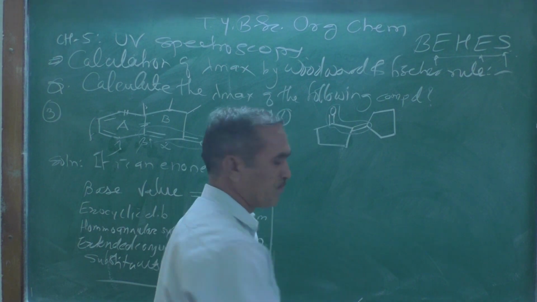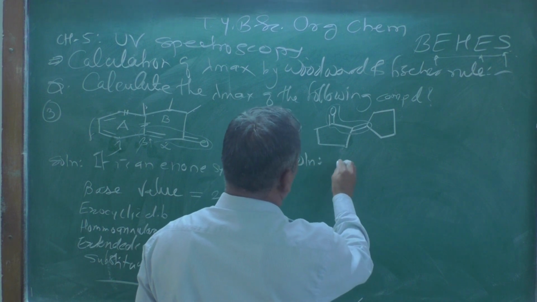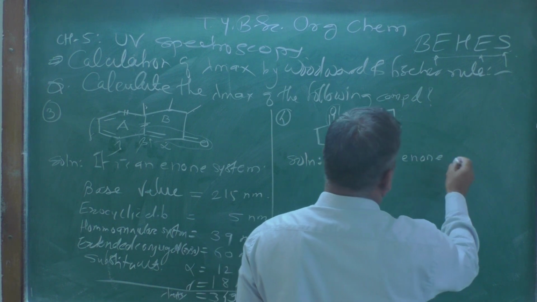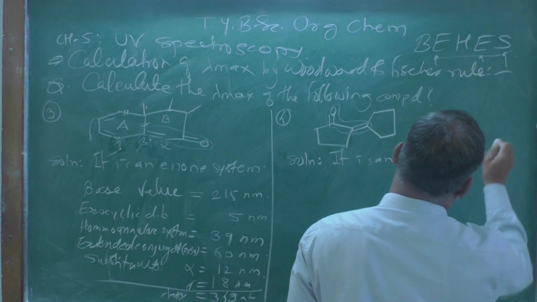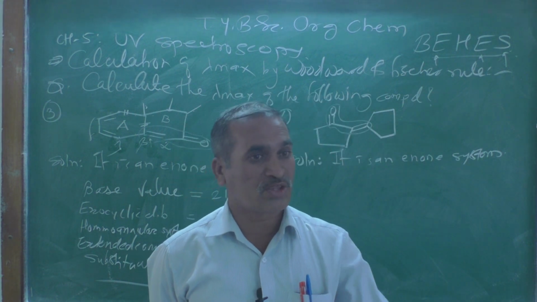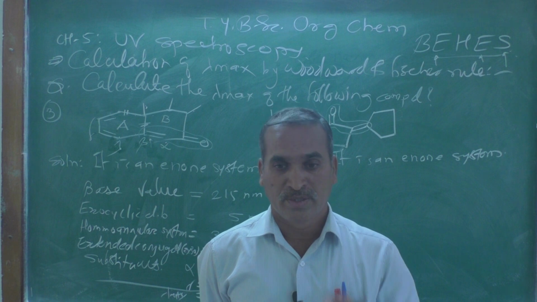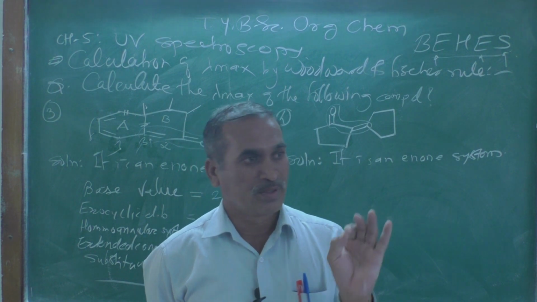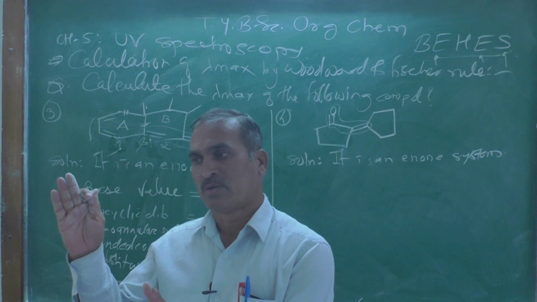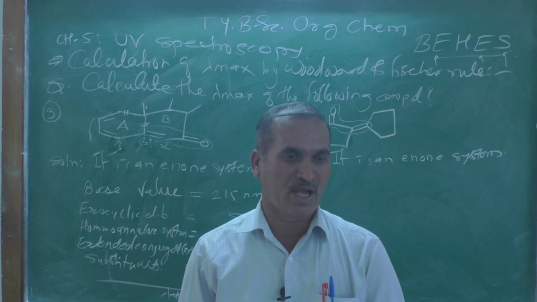So there is an enone system present, and while solving you can write it down. It is an enone system, right? If enone systems are there, remember there are 3 base values depending upon the carbonyl group. Now if the carbonyl group is attached to a 6-membered ring, the base value should be considered as 215 nanometer.